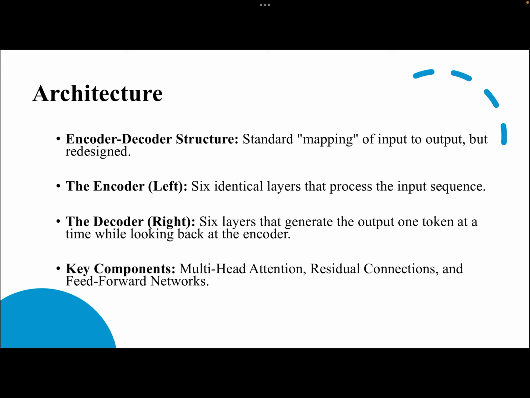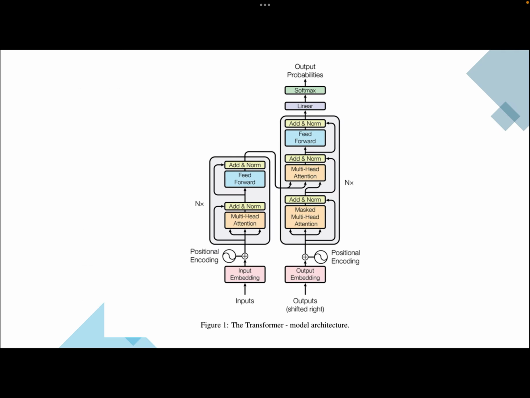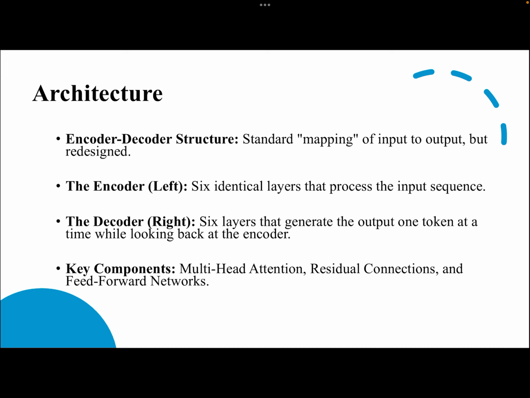Now let's talk about the architecture. The transformer actually uses an encoder-decoder structure. The encoder reads the input sequence and converts it into a meaningful representation. If we see the architectural diagram, the block on the left side refers to the encoder, and the right one refers to the decoder. As we have already said, the encoder reads the input sequence and converts it to a meaningful representation, and the decoder generates the output sequence step by step using this representation.